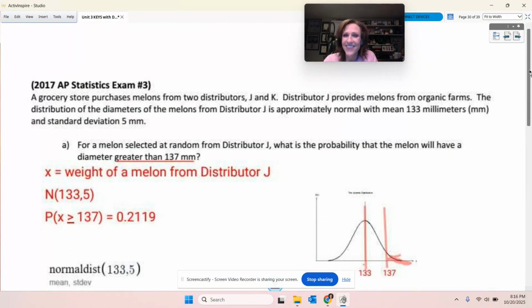please work on those and make sure you are including all those five things. State the context of X. Define the normal model you're using. State what you are finding, whether that's probability notation or finding something else. Four, give me a picture. And five, give me the answer.